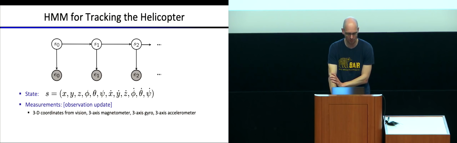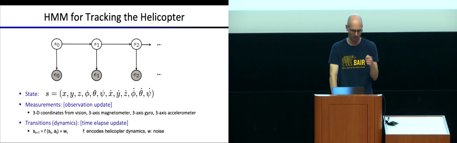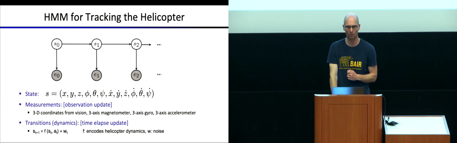We also need a transition model for that, which goes from S0 to S1. So there will be some function that says, given current state and action, what's the next state? But only up to some noise. It will not be perfect.